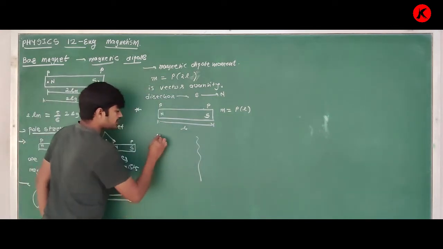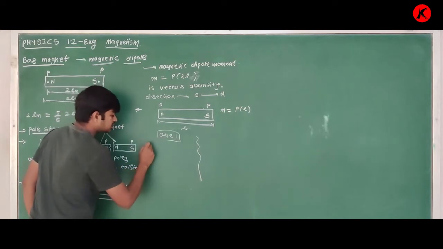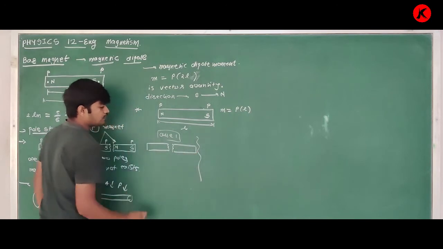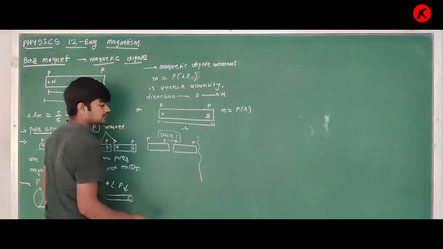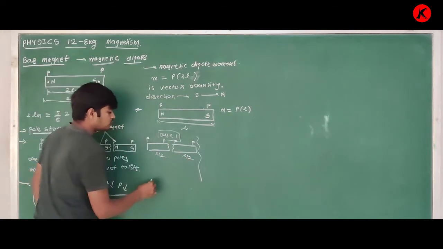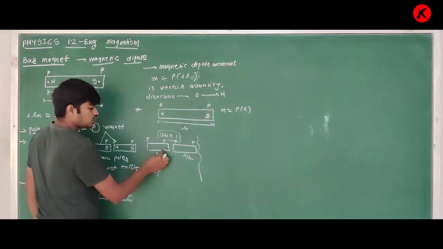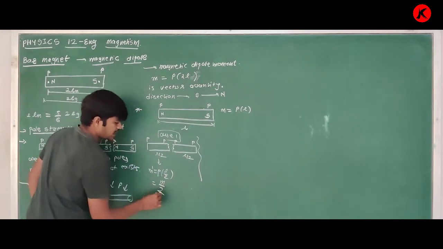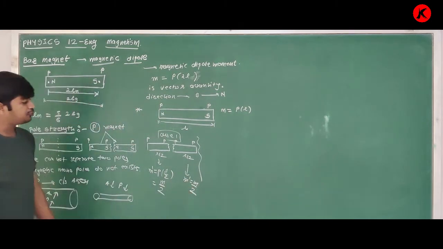Now, case 1. If I cut this magnet in two parts like this, then the pole strength of each pole remains the same, and the length becomes L by 2. So what is the magnetic moment now? It is pole strength into the distance between two poles, which is L by 2. So I can say it is M by 2. Similarly for the other part, the magnetic moment M dash will be M by 2.